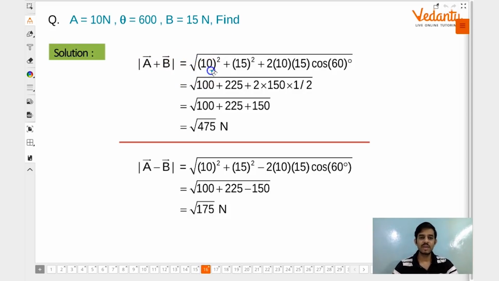Mod of A plus B, A square plus B square plus 2AB cos theta. We simply have to substitute the values. There's no rocket science here. The resultant you will get is under root of 475 newtons, because A and B were in newtons. Mod of A minus B, meaning the resultant of the A minus B vector. We know the formula for this too: mod of A square plus mod of B square minus 2AB cos theta. So here the resultant is coming out to be under root 175 newtons.